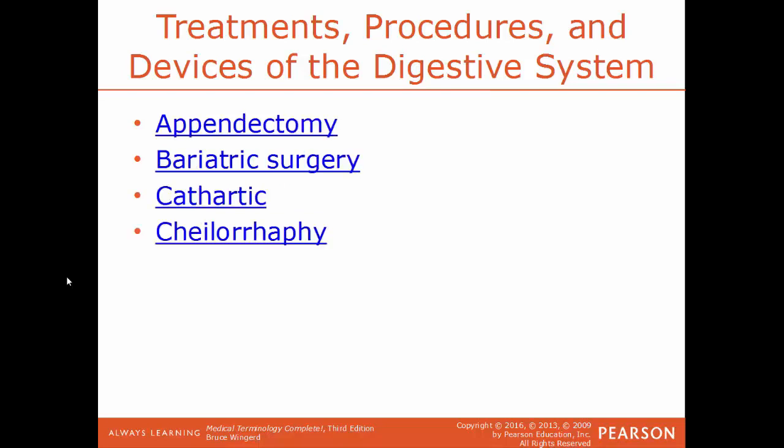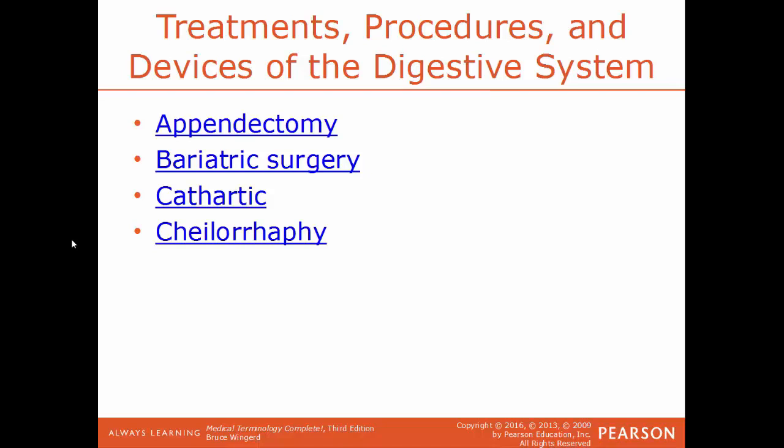Appendectomy, surgical removal of the appendix. Bariatric surgery. These are procedures that are performed on the intestines or on the stomach in order to lose weight. Our next term, cathartic. When we talk about the digestive system, a cathartic is a medication that will help speed up bowel movements. Now, this is different from a laxative. A laxative will make the stools softer, so it's easier to pass.